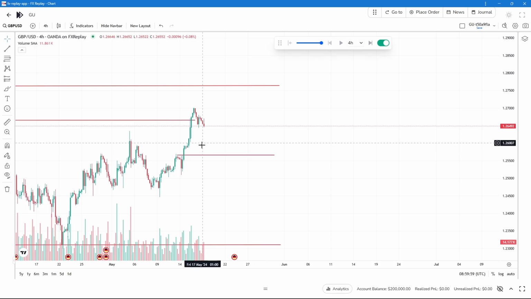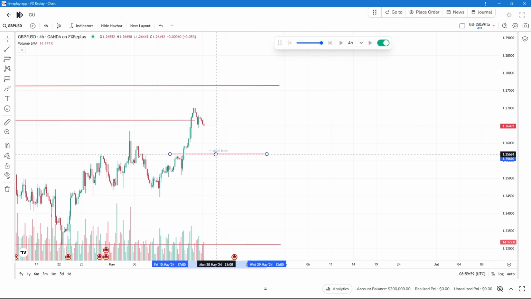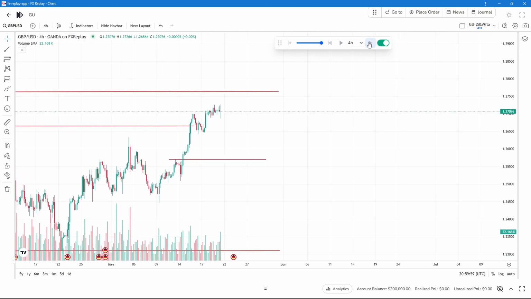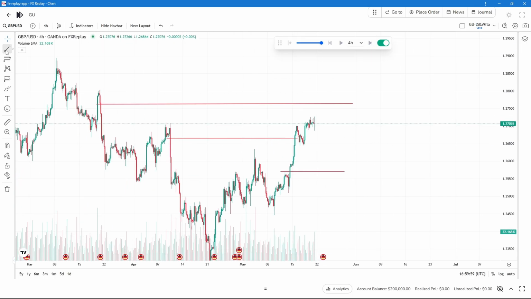Obviously we've left some imbalance here to the downside in this area. So let's see what happens, which side we go to first. Some imbalance area here.